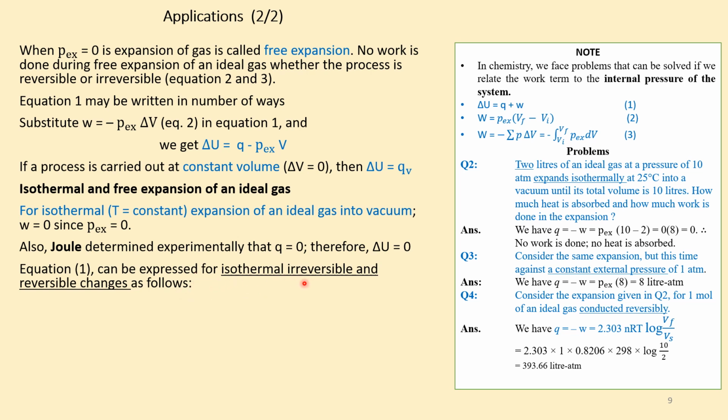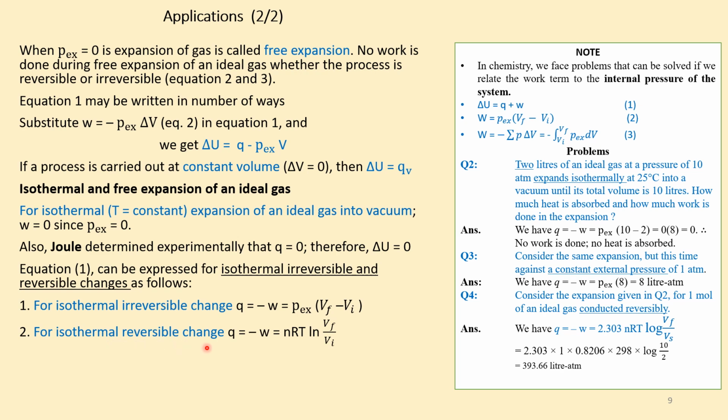Equation 1 can be expressed for isothermal, irreversible and reversible changes as follows. So equation 1 is here. For isothermal irreversible change, Q is equal to minus W, because there is no change in temperature. Temperature is constant. Therefore, W is equal to minus PEX into Vf minus Vi. This is for isothermal irreversible change. For isothermal reversible change, Q is equal to minus W, that is equal to nRT natural log Vf by Vi, from equation number 5. That is equal to 2.303 nRT log of Vf by Vi.